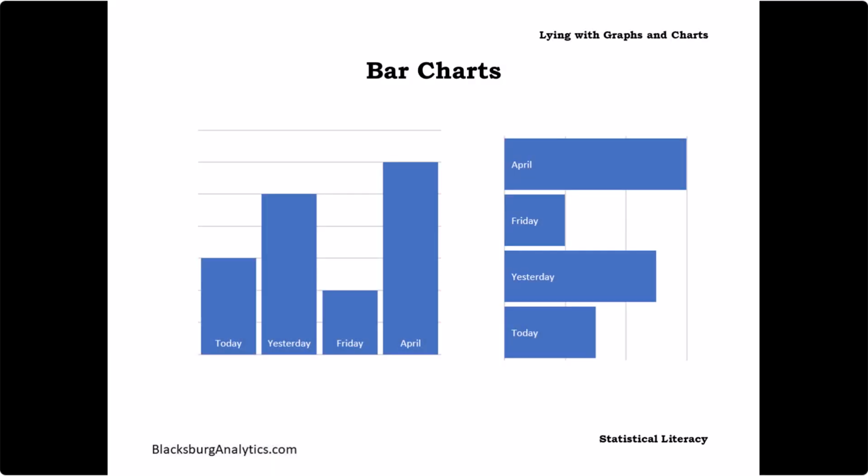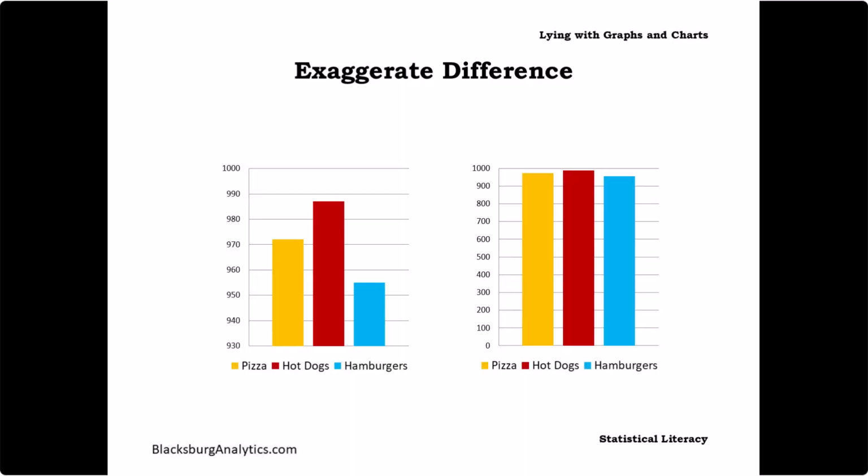Bar charts have horizontal or vertical bars comparing amounts by category. Most bar charts have no natural order, with notable exceptions being Pareto charts and histograms. The most common trick is to begin the bars at a y-axis value that exaggerates differences in bar height.